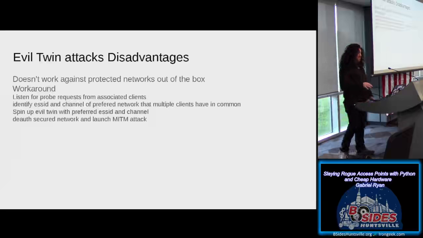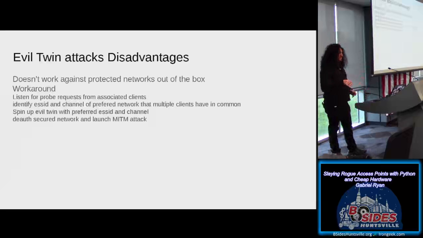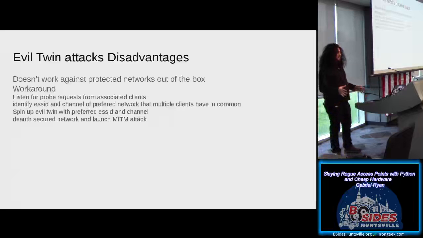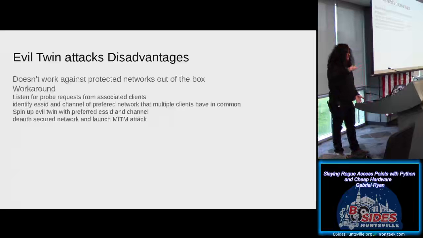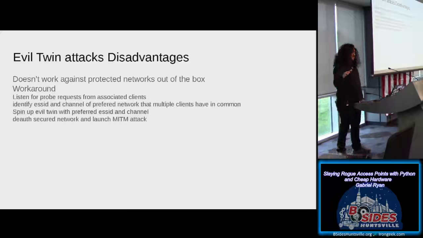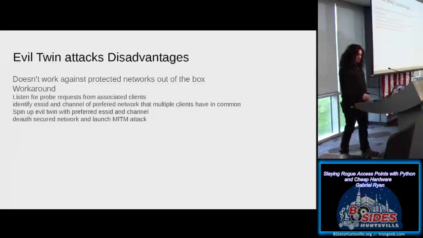So what you can do is listen for those probe requests coming from devices that are associated with the target network, and use that to identify a preferred network that is common amongst multiple of these devices. Then you can just spin up a rogue access point that has the SSID and channel of that. And the cool thing is, if you send some deauth packets to the target, they'll drop their connections and connect to your evil twin of the preferred network that all these clients have in common, and you can go from there.